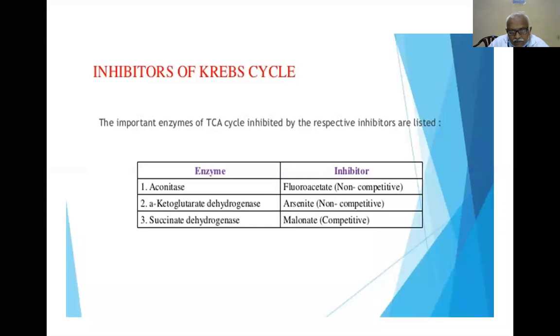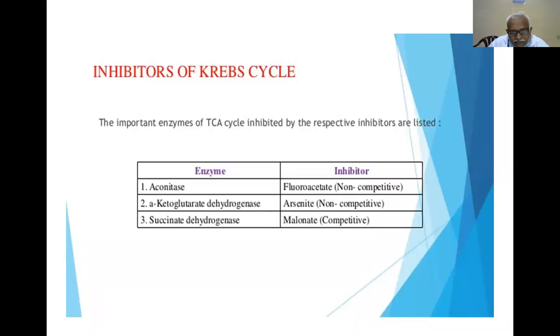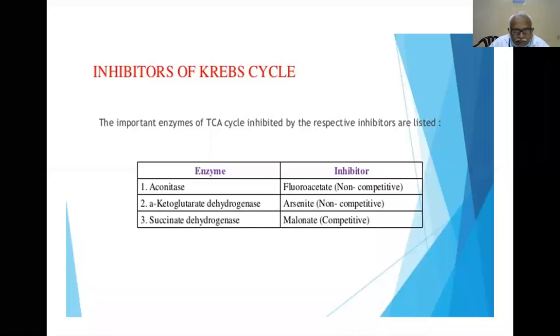Fluoroacetate is a non-competitive inhibitor. Arsenite is a non-competitive inhibitor. And the third thing is succinate dehydrogenase, which has a competitive inhibitor, malate. So that is the only competitive inhibitor, malate. The other two are non-competitive inhibitors. So remember, fluorine and arsenic are two great dangerous poisons for the production of energy.